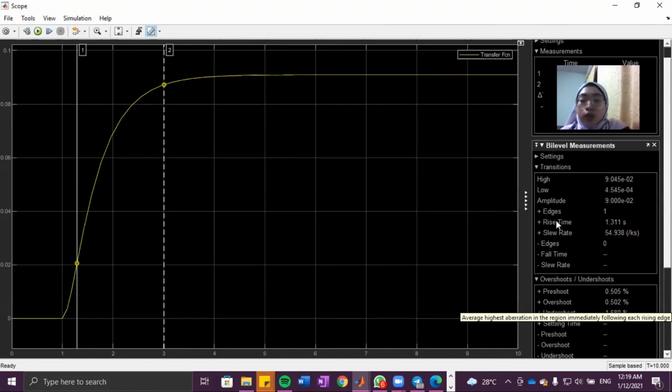Lastly, we know that for critically damped, the damping ratio needs to be equal to 1. So from there we can prove that our calculation is critically damped.